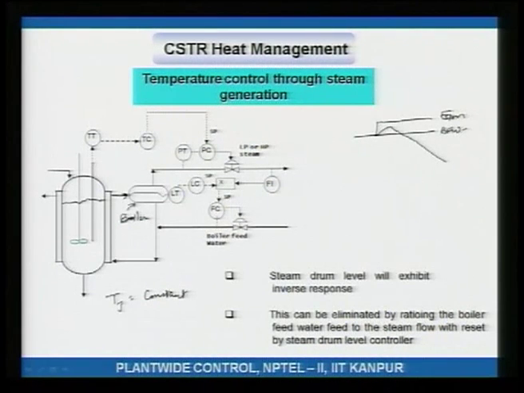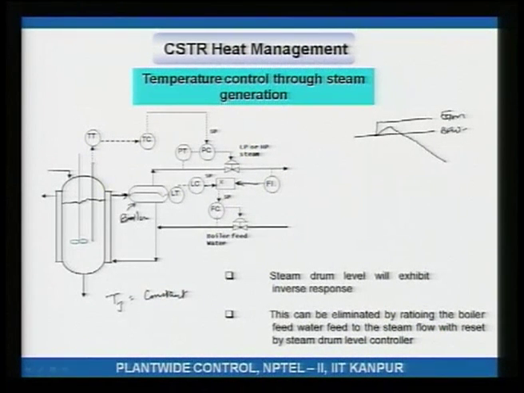So, to avoid or mitigate this effect, you keep the boiler feed water in ratio with the amount of steam being drawn out. This is that ratio station. The flow of steam is multiplied by a ratio set point, and that sets the flow set point for the boiler feed water. So the boiler feed water is maintained in ratio with the steam flow.